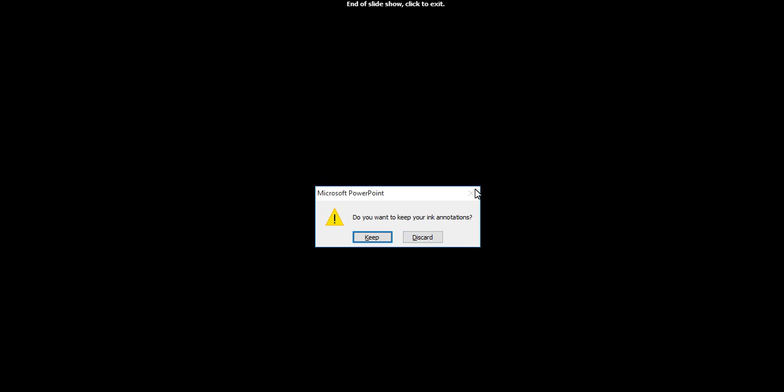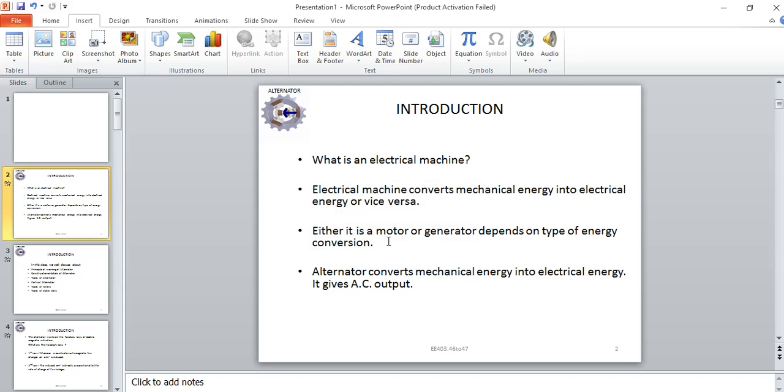So this is about the construction and the working of the alternators. Thank you. I hope you understand the working and principle of the alternator.